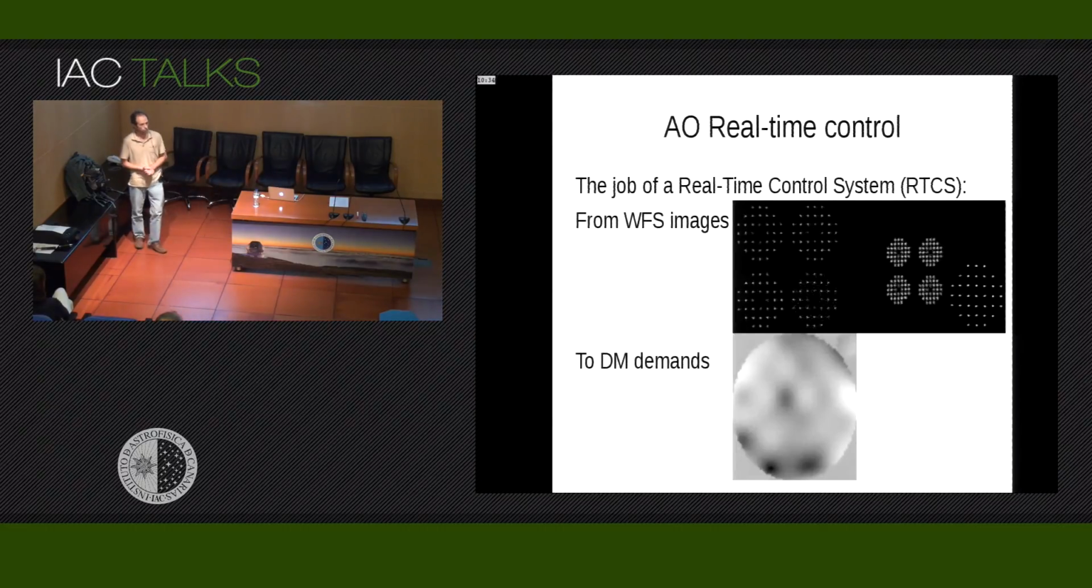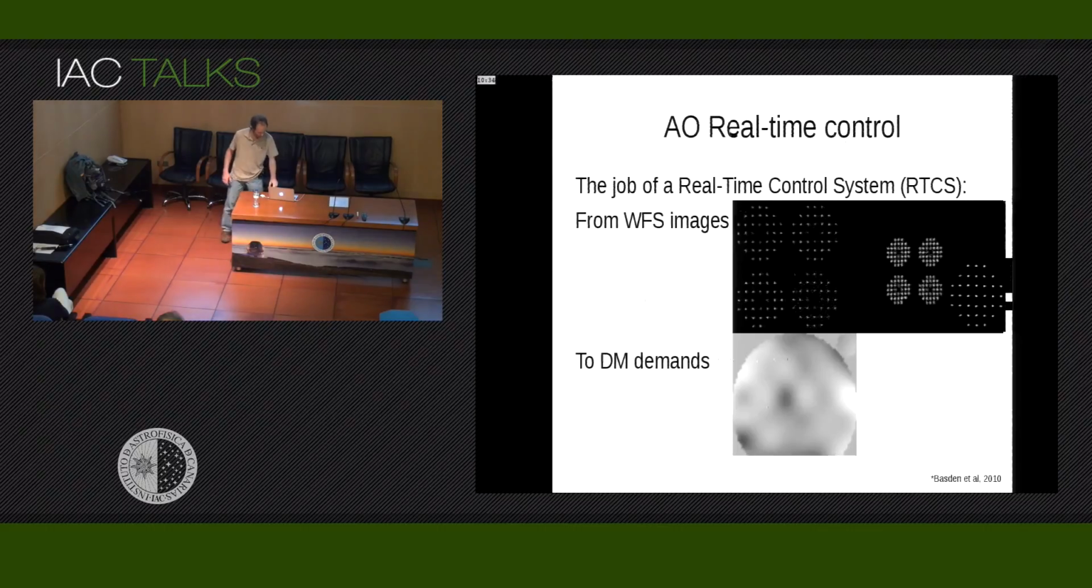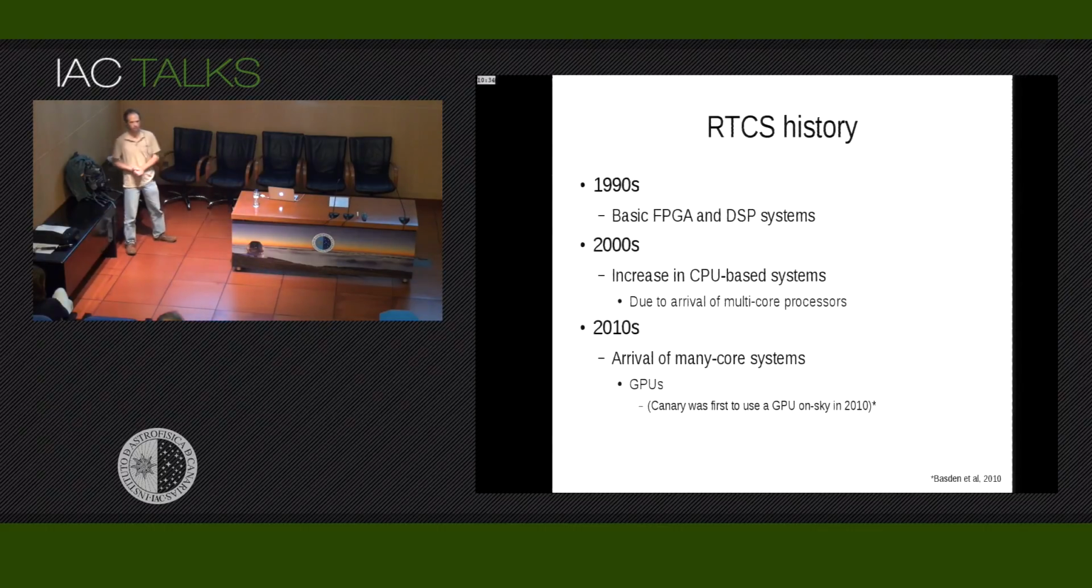Right, so what is real-time control? It's a process of taking wavefront sensor images, and you see here this is just some on-sky images that I took last week with CANARY: 4 natural guide stars, 4 laser guide stars, and a figure sensor. So it's converting those images that come from cameras to DM demands. There's a DM shape that we add on sky at some point. Just a random one.